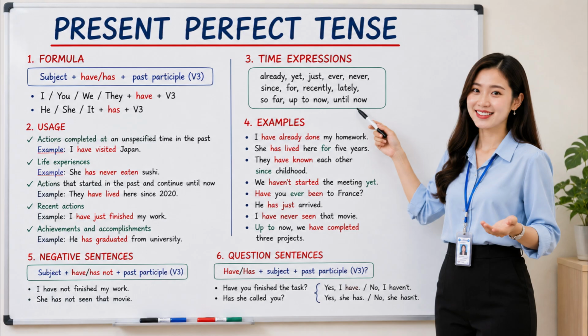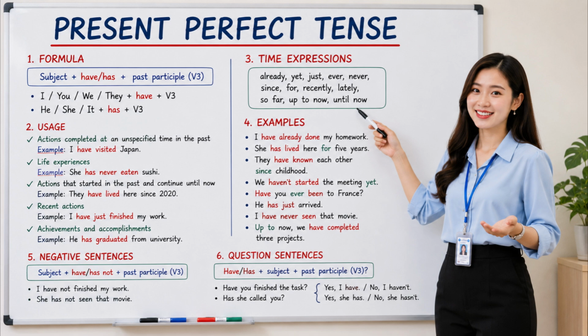We use the present perfect to talk about experiences in life without saying exactly when they happened. Examples. I have visited Thailand. She has traveled to Japan. We have seen that movie before. They have tried Cambodian food. He has ridden a horse.